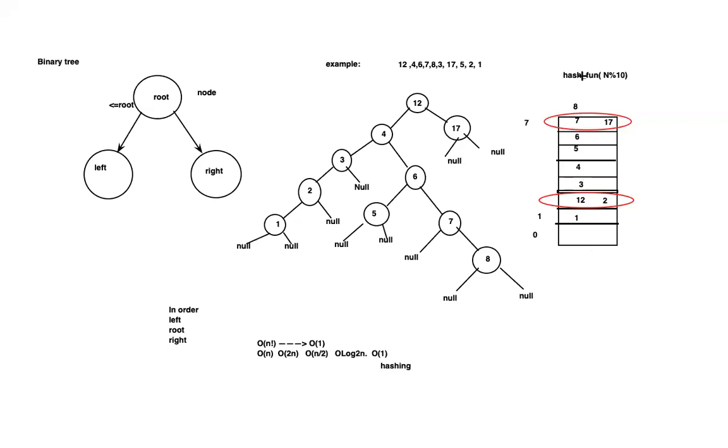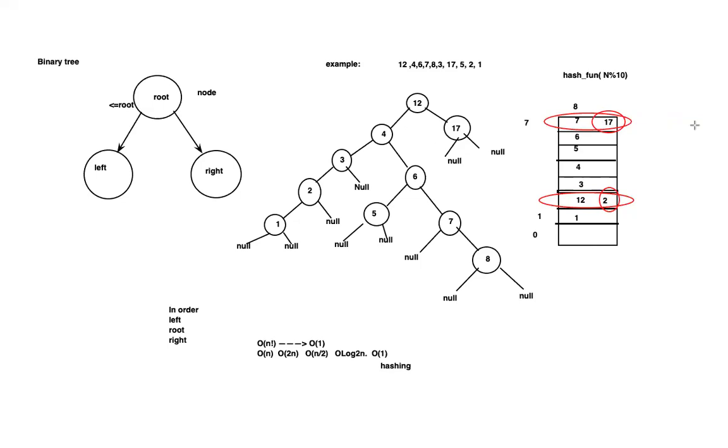But because of this bad function, for some numbers, mod 10 is not a good idea. It's good for one to ten numbers, but multiples of 10 will start having collisions here. So again, the search goes from O of 1 to O of n. Suppose there are 10 elements like this, it will take n of 10 steps to reach there, isn't it? So collision is always one of the challenges in hashing.